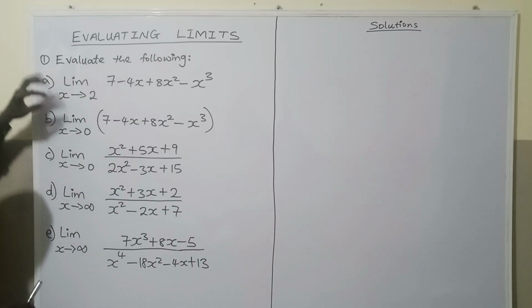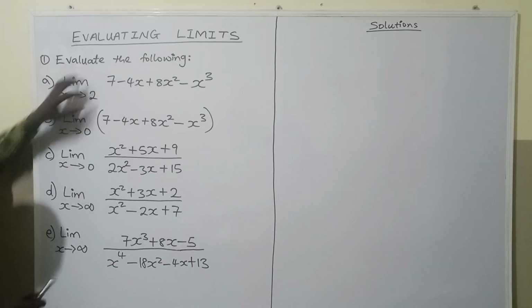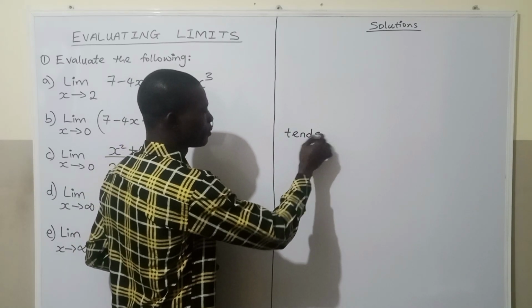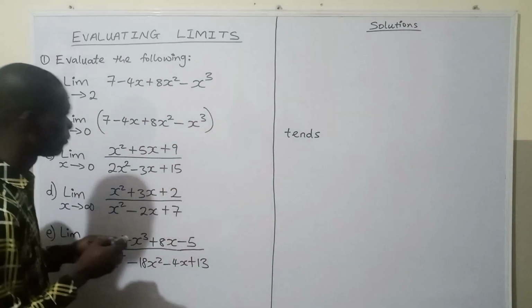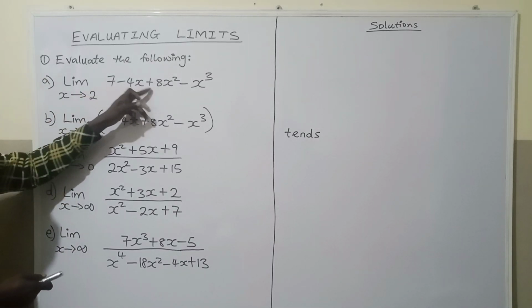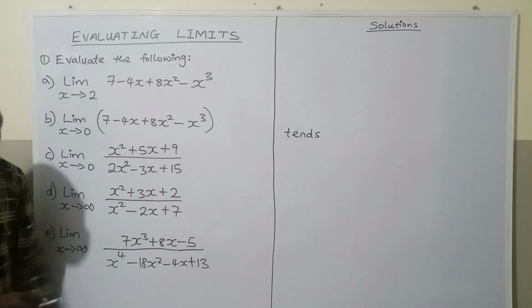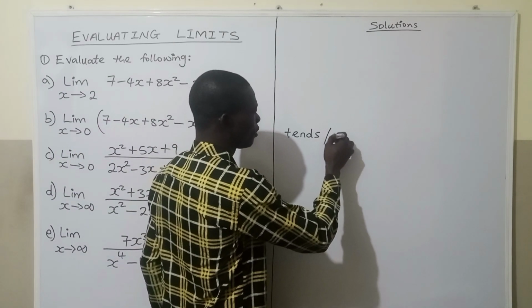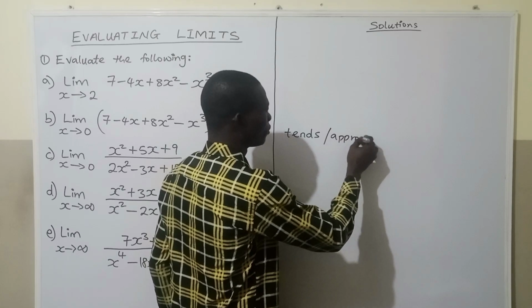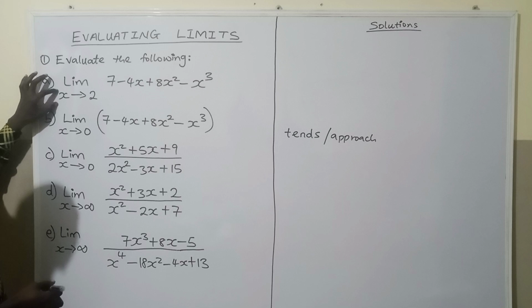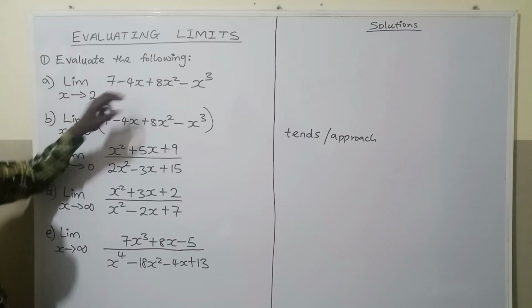And what are we evaluating? This is read as limit as x tends to 2. And then since it's a plural form, tends. So limit as x tends to 2, 7 minus 4x plus 8x squared minus x cubed. So what does x tends to 2? What does it mean? You either say tend or approach. So you either say limit as x tends to 2 or limit as x approaches 2 for this particular function.